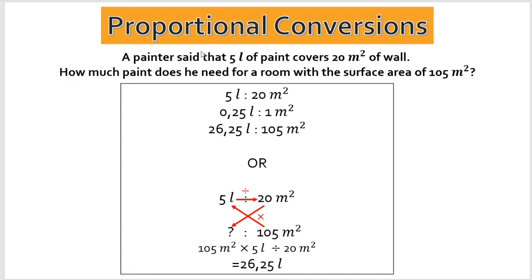This is called proportional conversions. A painter said that 5 liters of paint covers 20 square meters of wall. How much paint does he need for a room with a surface area of 105 square meters? So first we look at this first sentence and we see, okay, we have a ratio, 5 liters will cover 20 square meters. So I'm going to write this. That's my first step. We're looking for the base ratio.